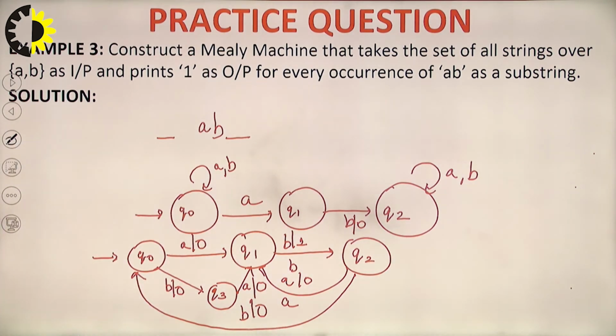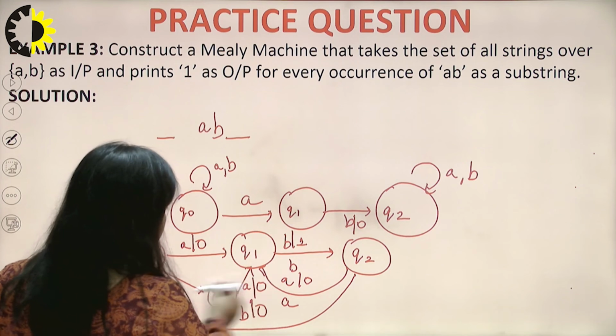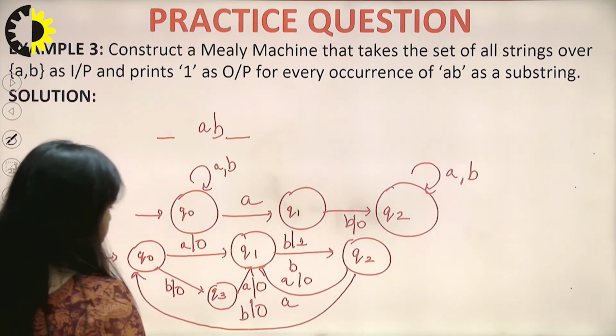Okay, and then finally we have the final answer. So what we are seeing is that B, B, B, A, B is being accepted.